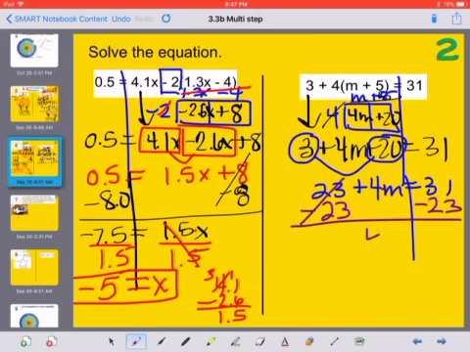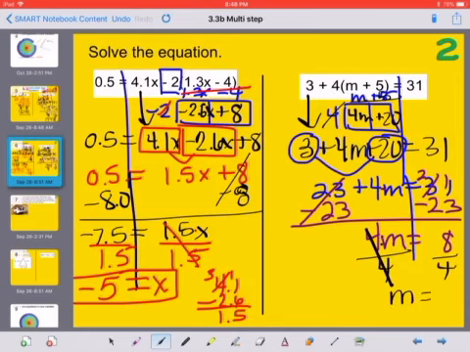Those eliminate. We have 4m equal to, well, 3, can't do that. 11 minus 3 is 8. 2 minus 2 is 0, so we just have 8. And then get rid of that multiplying by dividing. So 4 over 4 is just 1. 8 divided by 4 is 2.